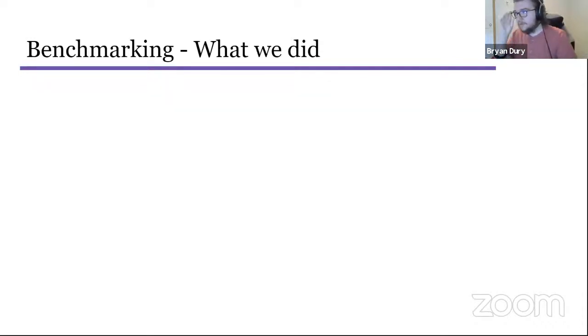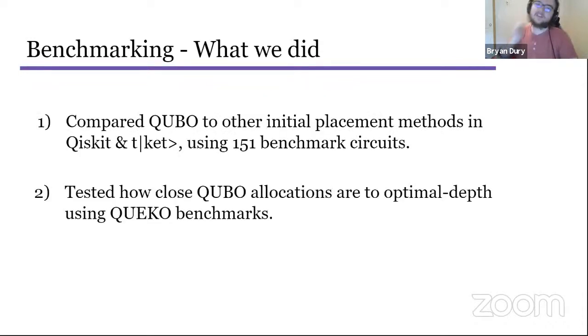We worked on two sets of benchmarks. One is that we compared QUBO to the other initial placement methods available in Qiskit and Ticket using around 151 benchmark circuits. These are the benchmark circuits from the IBM Developer Challenge that were released a few years ago. The second set of benchmarks is that we tested how close QUBO allocations are to the depth optimal allocation or solution using the QUACO benchmarks, which was recently talked about in a talk earlier today. I'll talk more about that later.